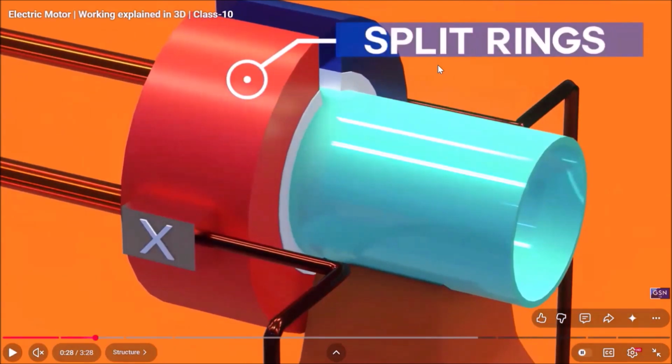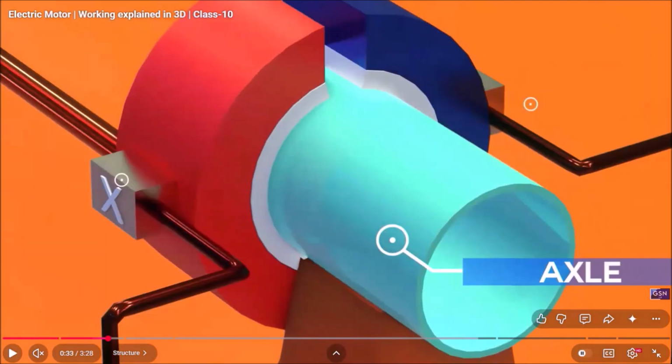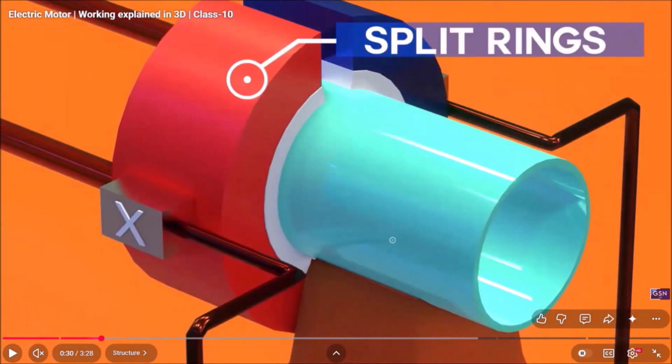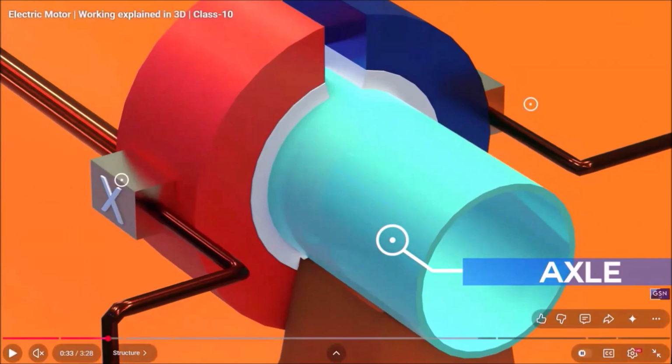These are the split rings shown here, the red and the blue split ring, mounted on an insulated axle. So these are attached to the insulated axle and they spin with the insulated axle. The split rings are conductors that are directly connected to our coil or armature. The axle is made of insulating material such as plastic, and it spins with the split rings.